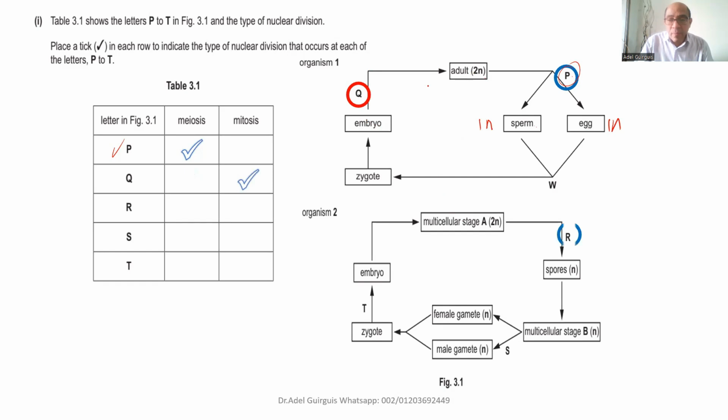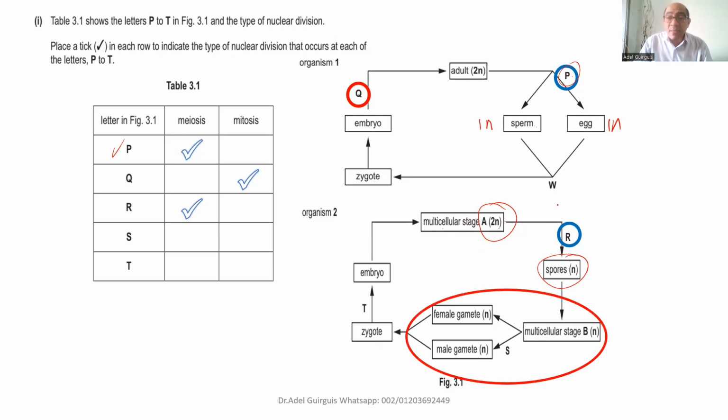What about then R? Where is R? R is here. We start with a 2N multicellular stage to form N spores. The number of chromosomes is reduced to half. So this process R is considered meiosis. Yes, right, meiosis, halving the number of chromosomes. What about S?